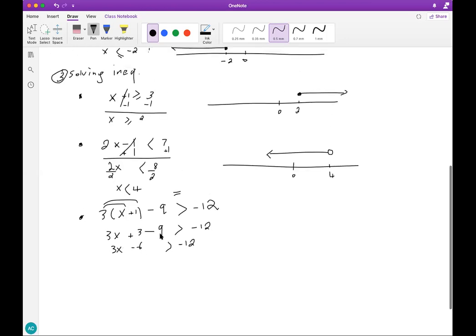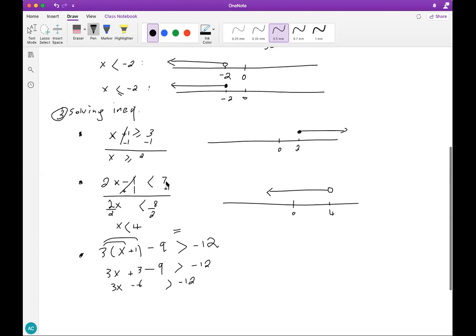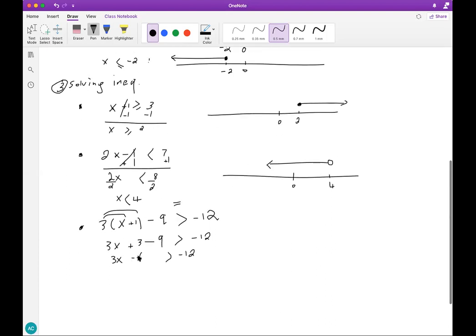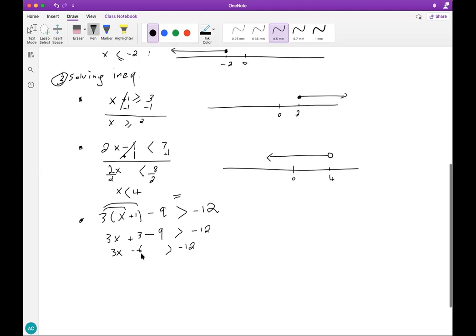And now we're down to something like this. So 2 more steps again. We're going to cancel the negative 6 and then cancel the 3. How do you cancel negative 6? Plus 6. That's right, plus 6. Plus 6 on both sides. Just like with equations, we did the same thing on both sides.